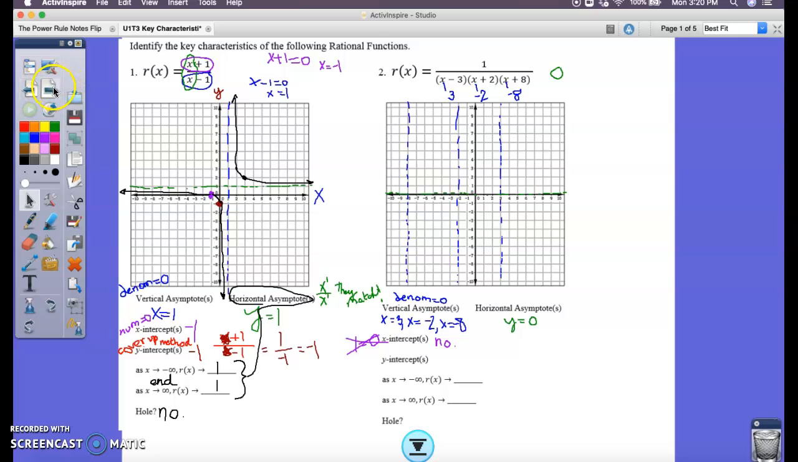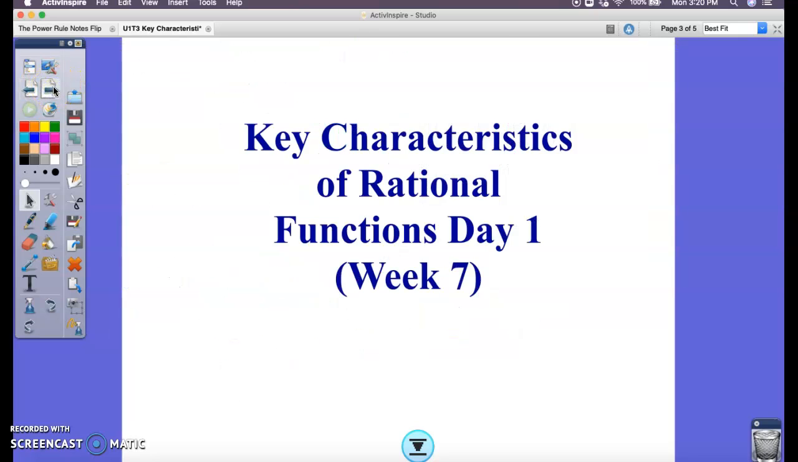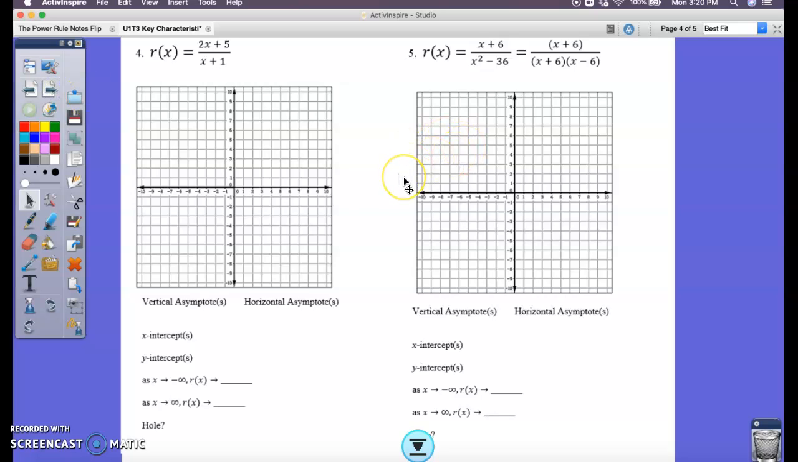Oops, I didn't even have all that stuff there. We went over some awesome stuff there. So I want to pick up with number 4, okay?